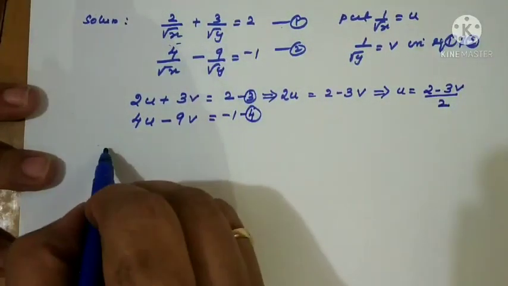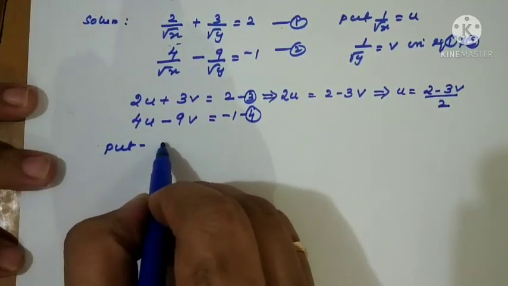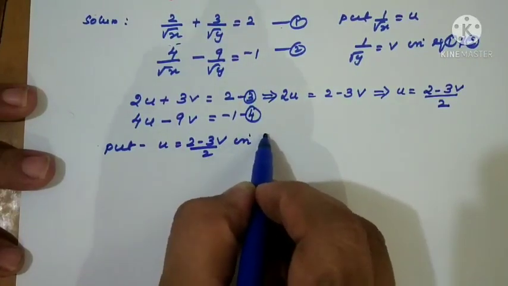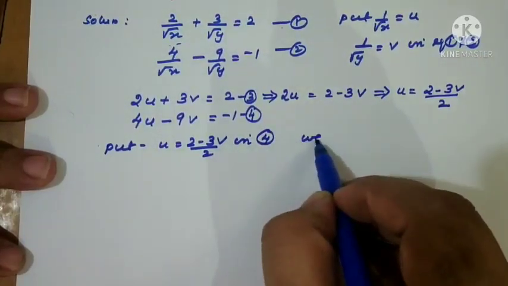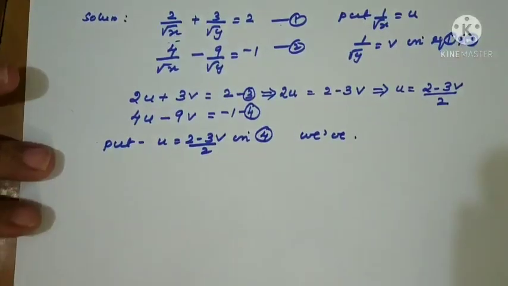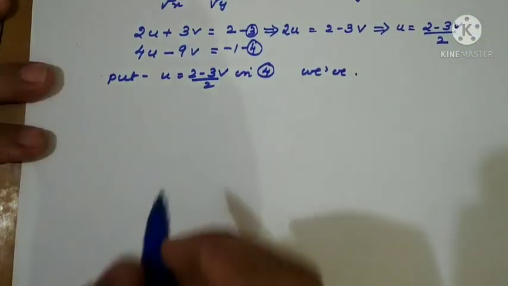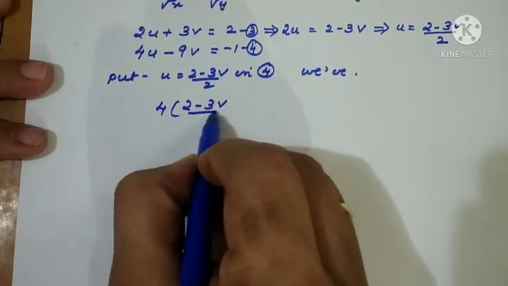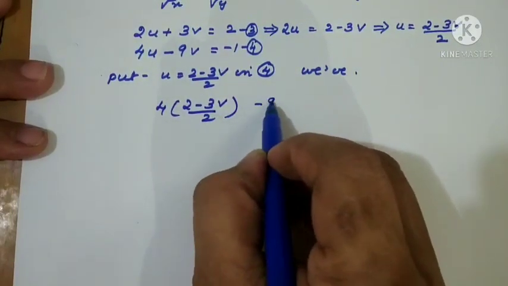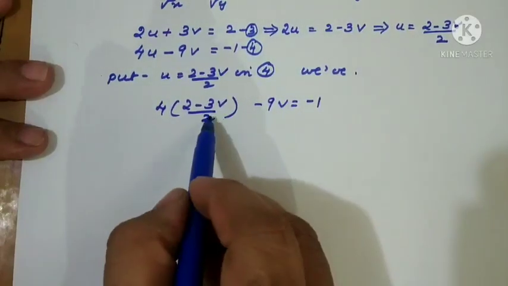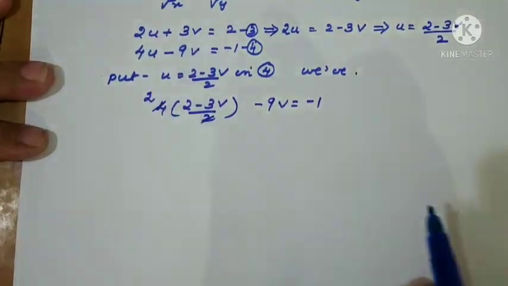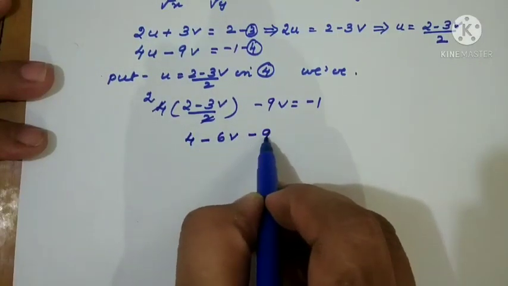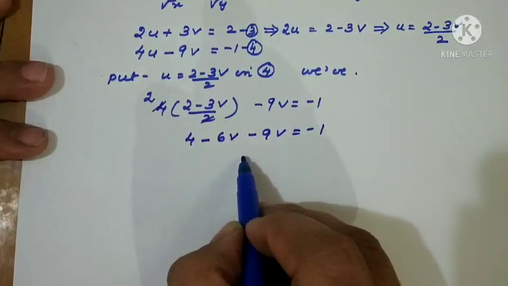Now put u equal to 2 minus 3v by 2 in equation 4. We have 4 into (2 minus 3v by 2) minus 9v equal to minus 1. So I can cancel here with the 2. So here 2 multiply 4 minus 6v minus 9v equal to minus 1.